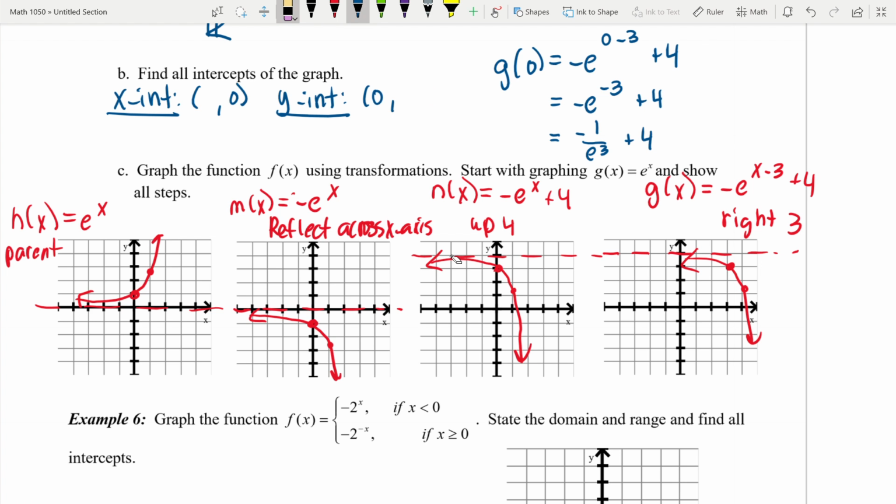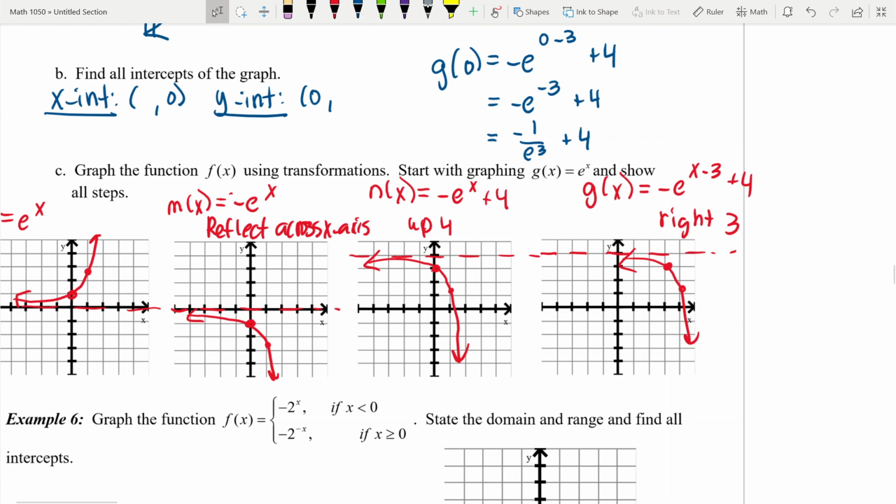We could get a common denominator. I'm going to say we're good. So it's negative 1 over e to the third plus 4. You never put your answer in decimal form, ever. Unless what? Tell me. They tell you to do that. Yeah, never do it otherwise.